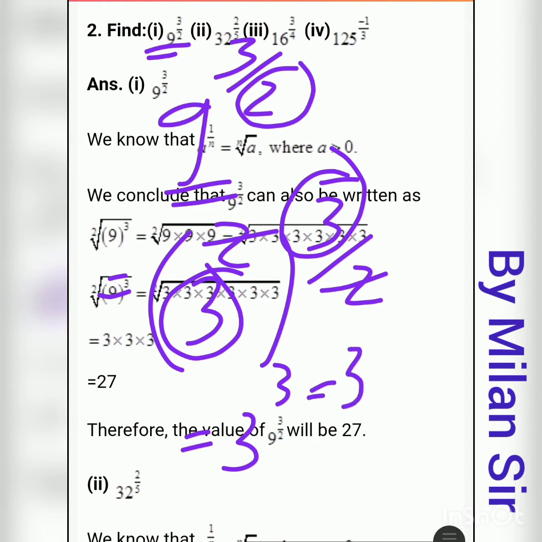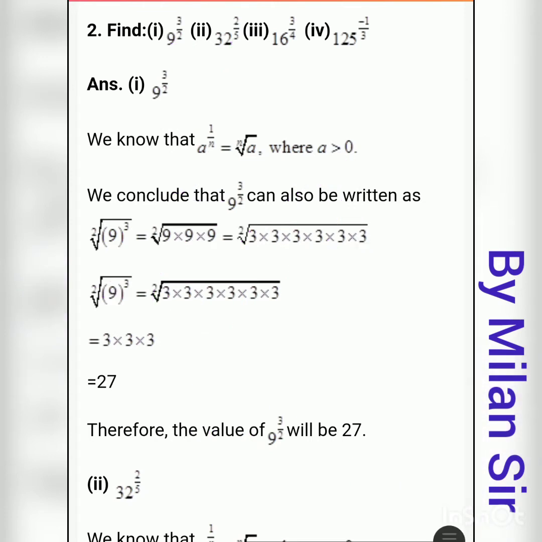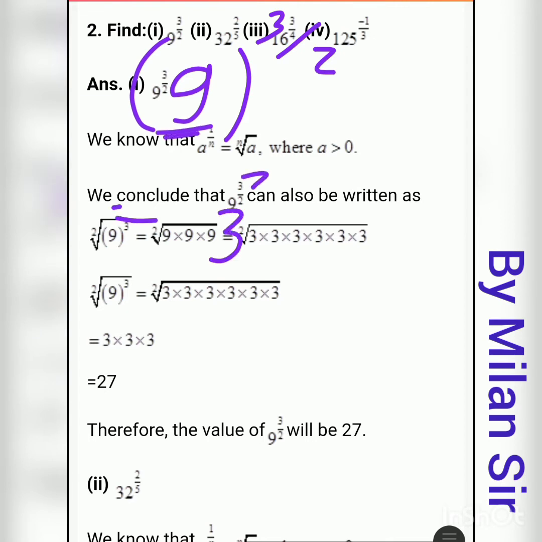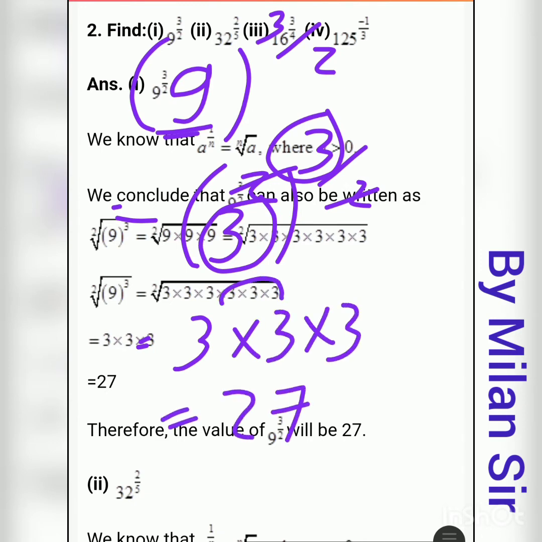That means 3 times 3, 3 multiply 3 multiply 3. 3 3 is 9, 9 3 is 27. So our answer is 27. Okay. Again 9 raised to 3 by 2. In place of 9 we can write 3 square. Here we have 3 by 2, so we can cut this 2 with 2. Then 3 raised to 3, that means 3 times 3 times 3, it's 27. 3 3 is 9, 9 3 is 27.